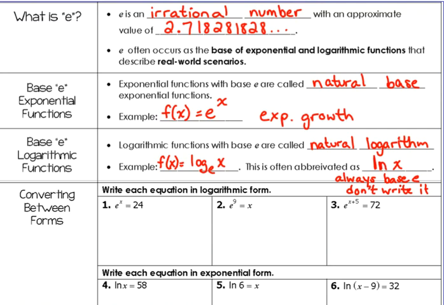So it's just another base, just like we would have 2 to the x or 10 to the x, we have e to the x. We call it the natural base, and it is, of course, exponential growth because that base is greater than 1.